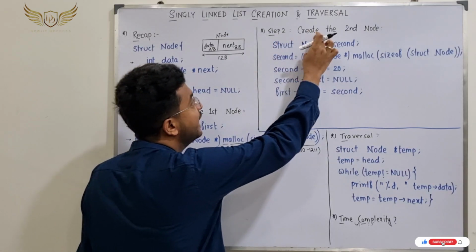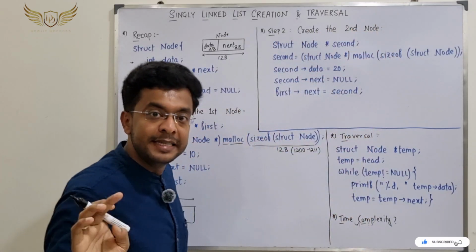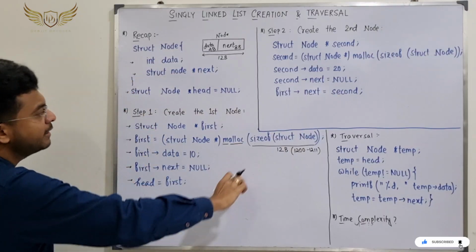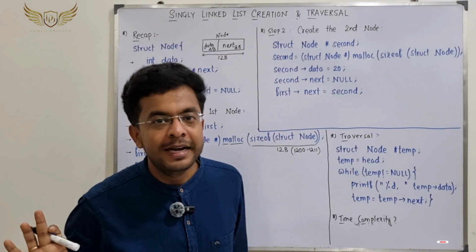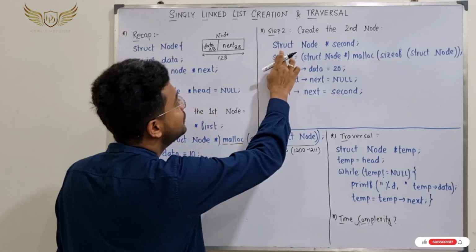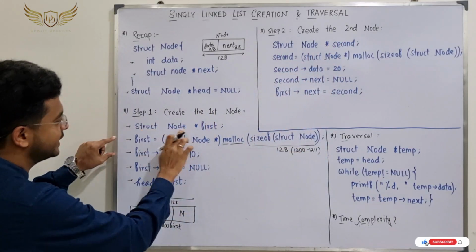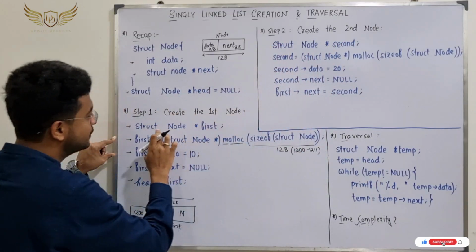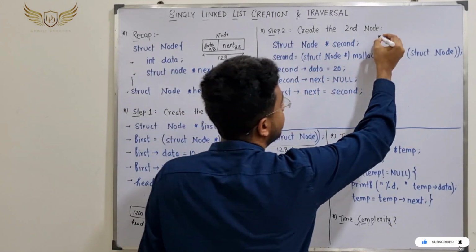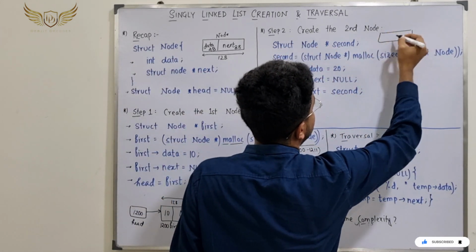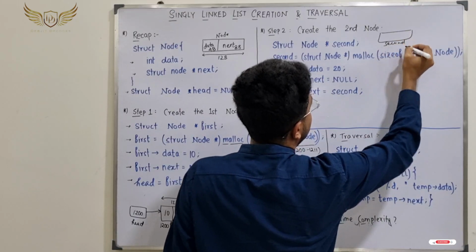Now step 2, create the second node. See, now you have understood everything. It will become absolutely easy, a cakewalk for you. See, struct node star second. You know what this thing is doing? It is absolutely the replica of struct node star fast. So what is this struct node star second doing? It is creating a node, just like a second node. It is like this, right?